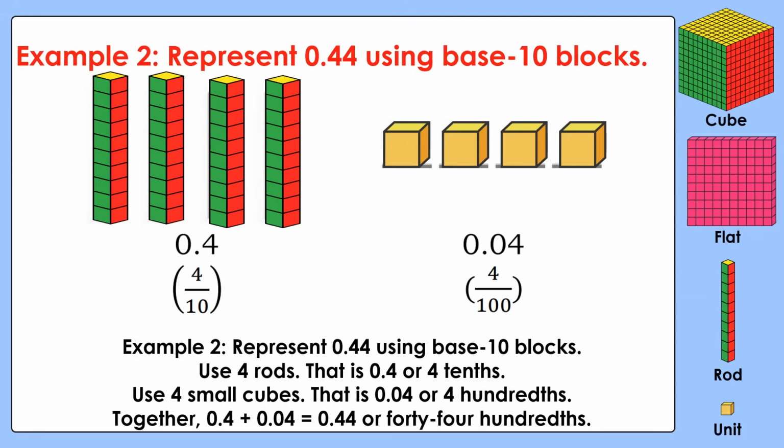Example number 2. Represent 0.44 using base 10 blocks. Use 4 rods, that is 0.4 or 4/10. Use 4 small cubes, that is 0.04 or 4/100. Together, 0.4 plus 0.04 is equal to 0.44 or 44/100.